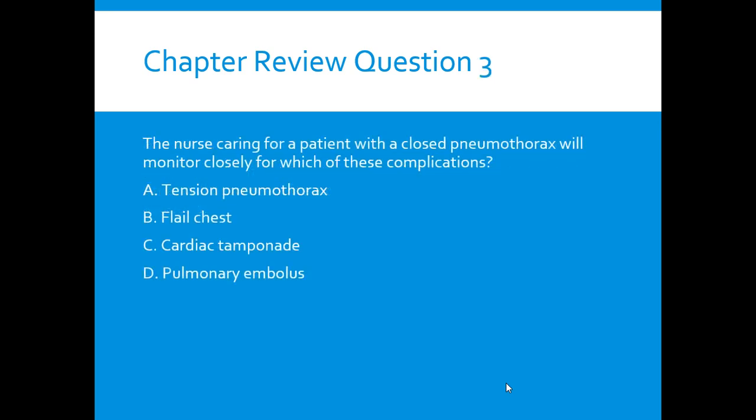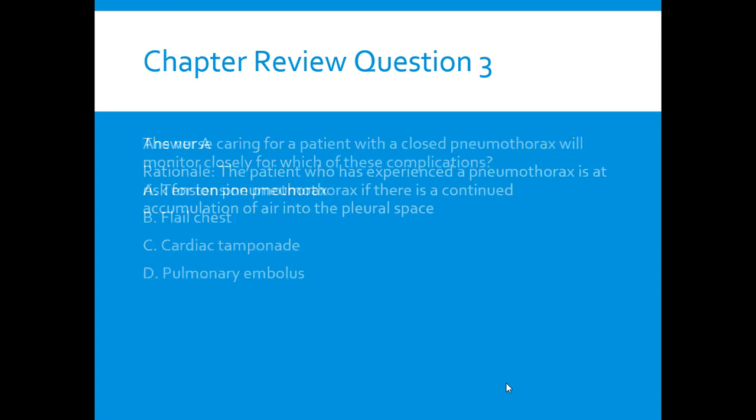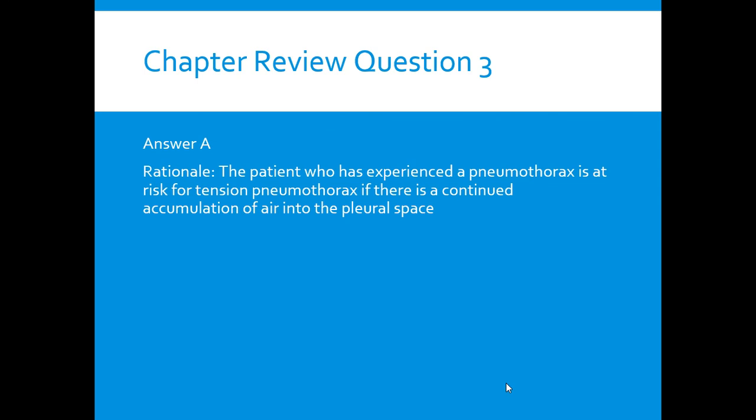All right, question 3. The nurse caring for a patient with a closed pneumothorax will monitor closely for which of these complications? Tension pneumo, flail chest, cardiac tamponade, or pulmonary embolus? The answer is A. So a patient who's experienced a pneumo is at risk for a tension pneumo, especially if there's continued accumulation of air into the pleural space.